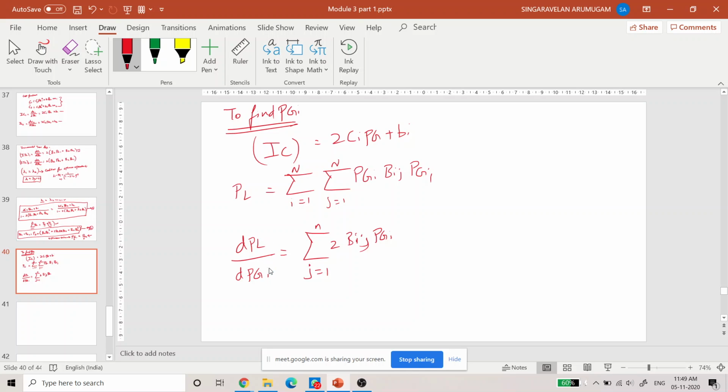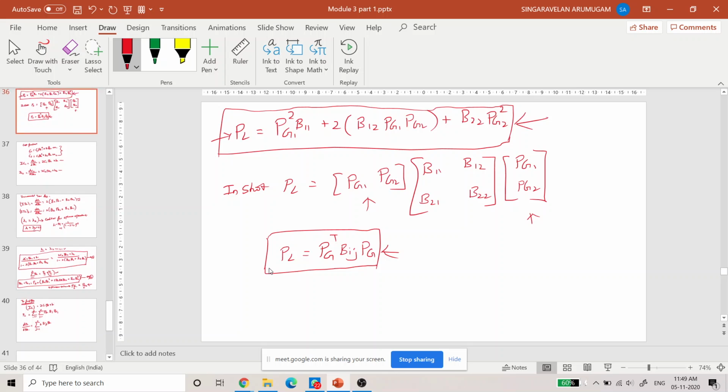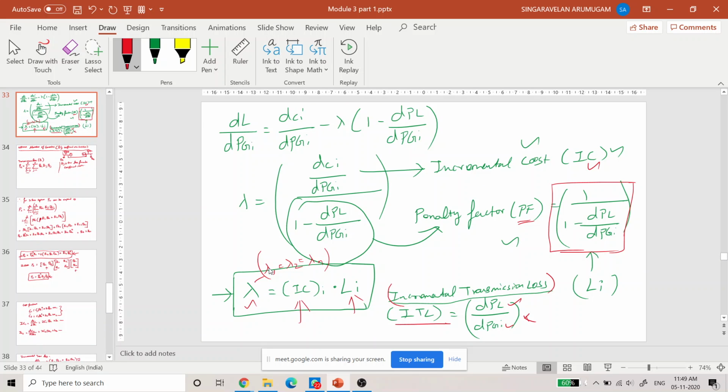So what is this? If you differentiate the loss with respect to power generated, what is the name for that? Can you recall? What is this? Incremental. My incremental transmission loss. So this is nothing but the incremental transmission loss.